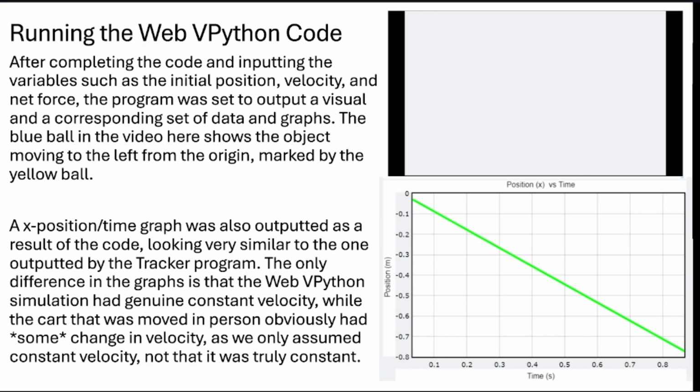Running the WebVPython code. After completing the code and inputting the variables such as the initial position, velocity, and net force, the program was set to output a visual and a corresponding set of data and graphs. The blue ball in the video here shows the object moving to the left from the origin, marked by the yellow ball.